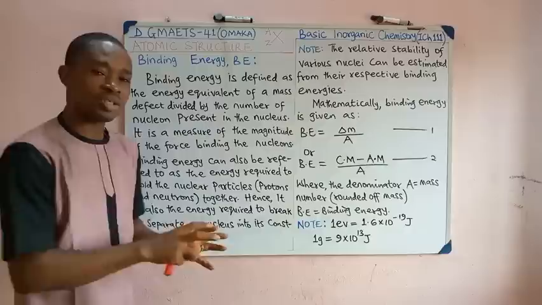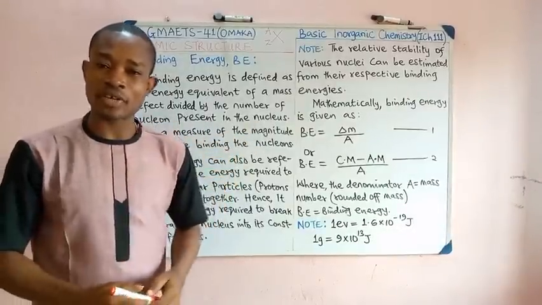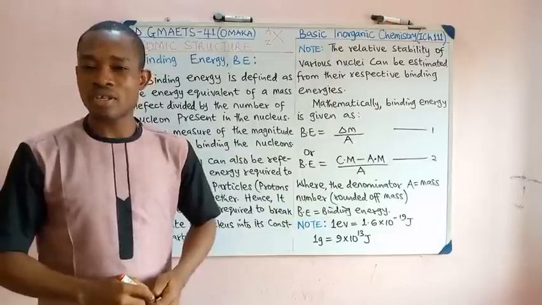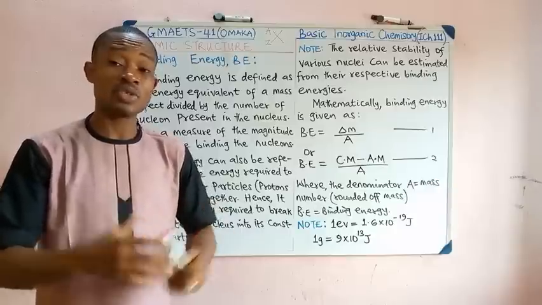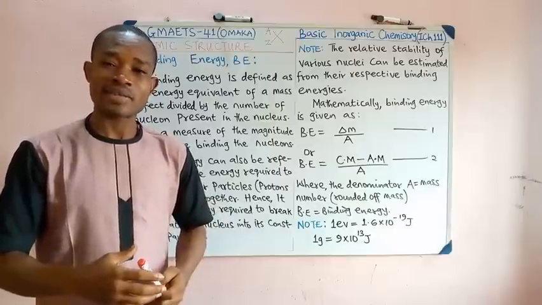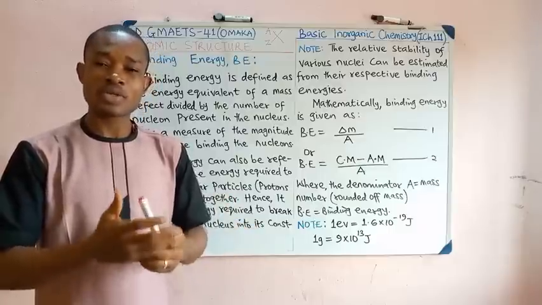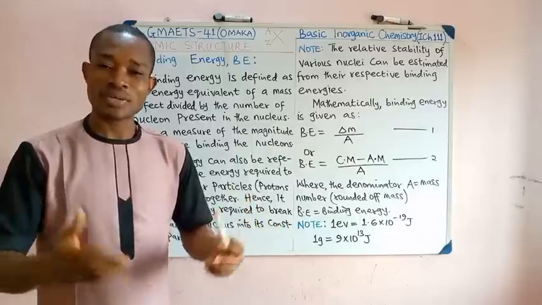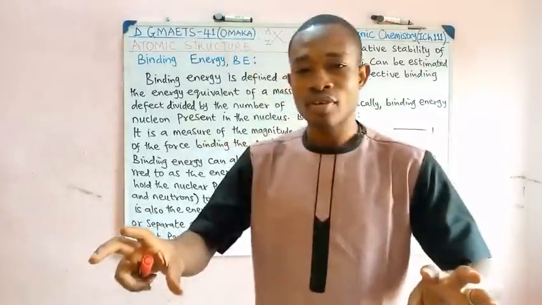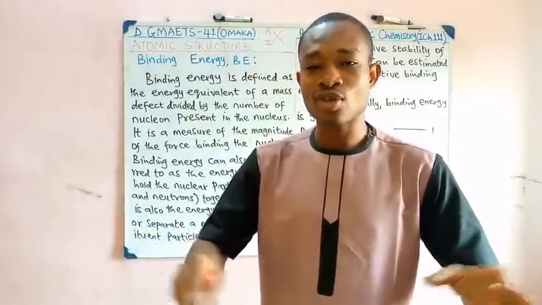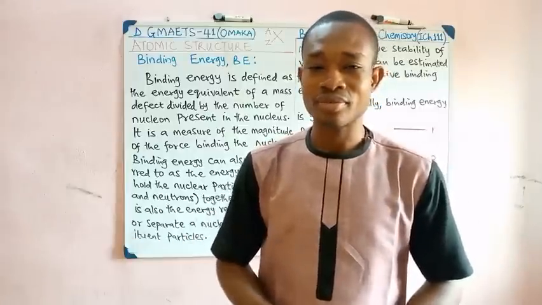Because binding energy is energy that is related to binding, holding things together, we can define it as the energy that is required to hold the nuclear particles together, the protons and the neutrons. And if that is the case, the energy required to hold something equals the energy required to break that thing. Hence, we can also say that binding energy is the energy that we require to separate the nuclear particles into their components, that is, into proton and neutron.